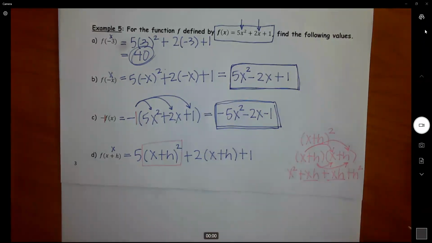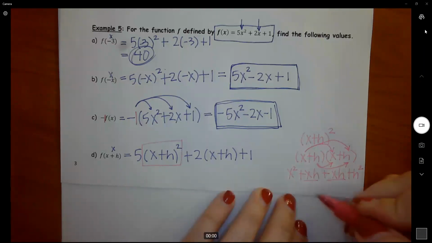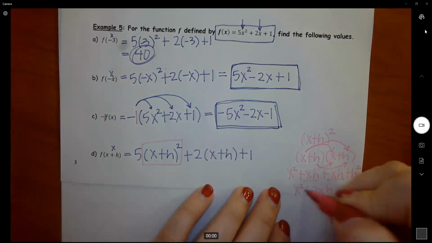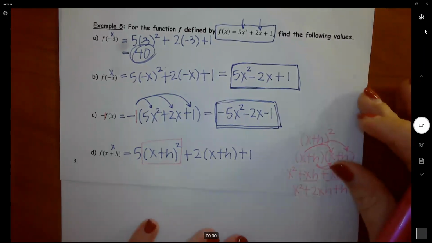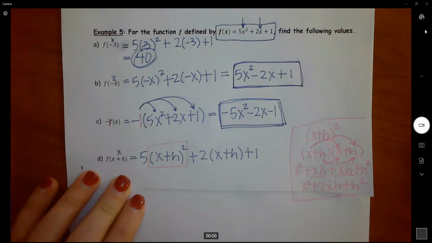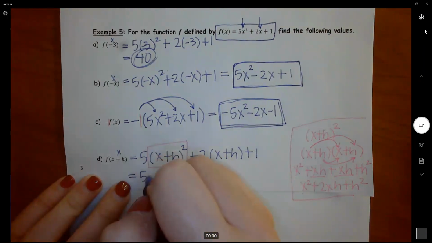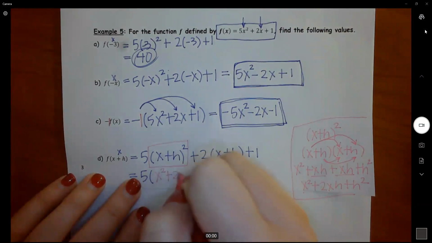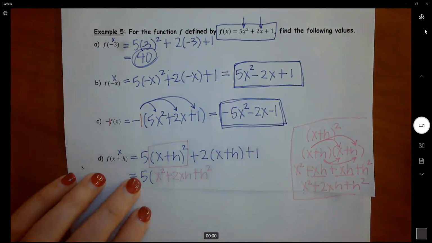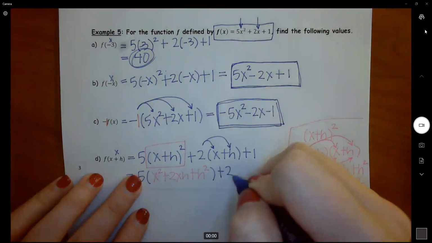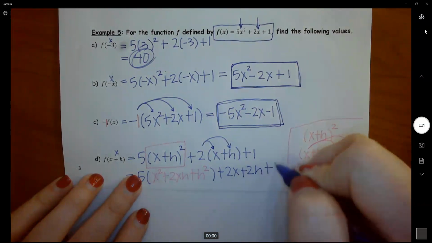My middle terms, I can combine 1xh plus 1xh is 2xh. Then I'll bring down my x squared and my h squared. And so this is just a little extra nugget over here. So now I have 5 times what we just found over here: x squared plus 2xh plus h squared. Now I can keep going. Now I need to distribute my 2. So 2x plus 2h, and then my plus 1 just comes down.